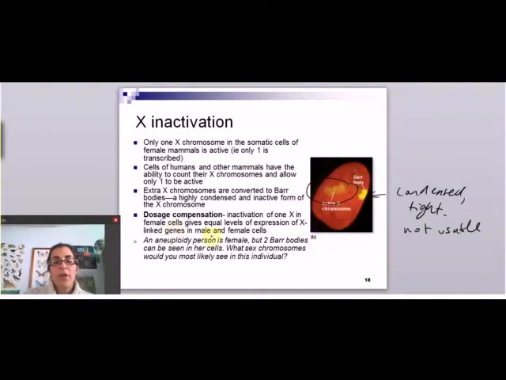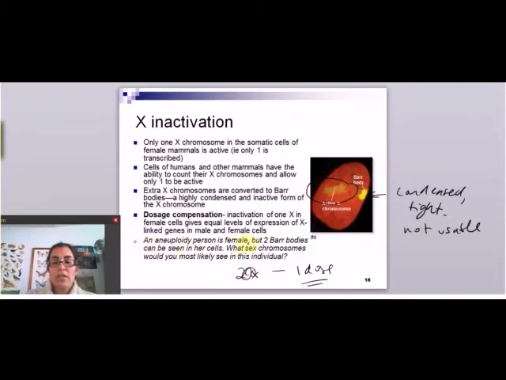This is part of a broader concept of dosage compensation. Again, we only need one dose of the X chromosome to be human. But we have two X chromosomes, so we need to get rid of one of them to get to the correct one dose. So X inactivation is a dosage compensation. It gets rid of the extra X so that we only have one X chromosome that's being used.